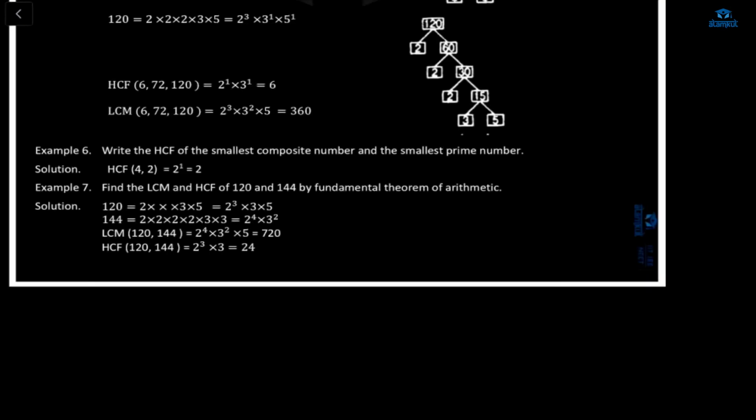Now, write the HCF of the smallest composite number and the smallest prime number. Can you tell me which one is the smallest composite number? Ma'am, it will be 2. No, the smallest prime number is 2.